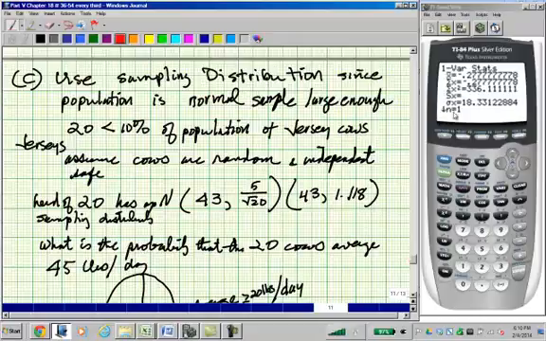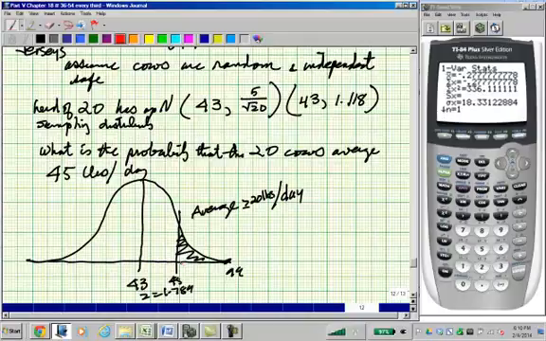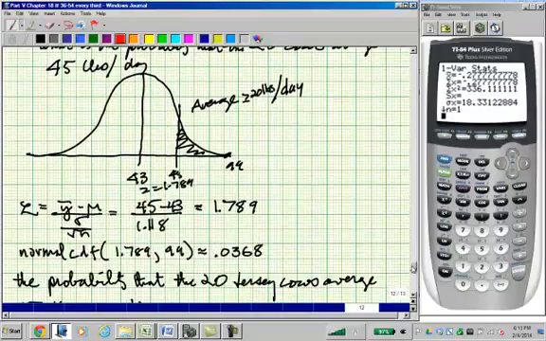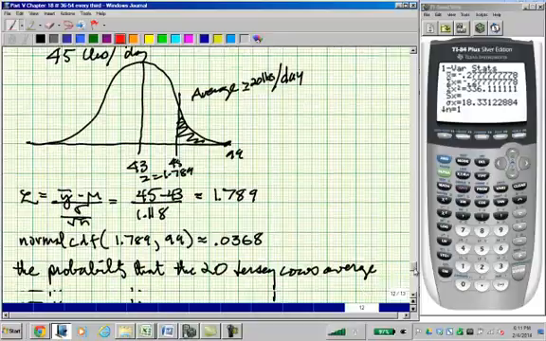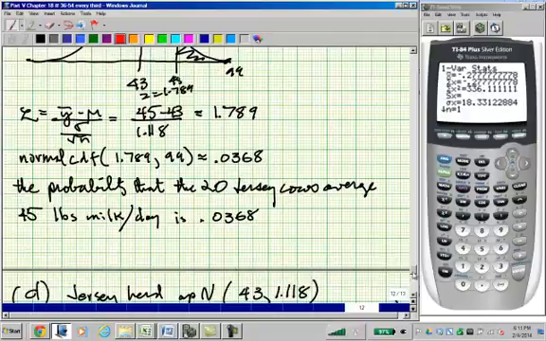Okay, what is the probability that 20 cows average 45 pounds of milk a day? So we're going to put down 45 as our goal. Find the z-score, which is 1.789, and we'll take the normal CDF of 1.789, comma 99. So the probability that the 20 Jersey cows average 45 pounds of milk a day is around 0.0368. Okay, it's not very likely.